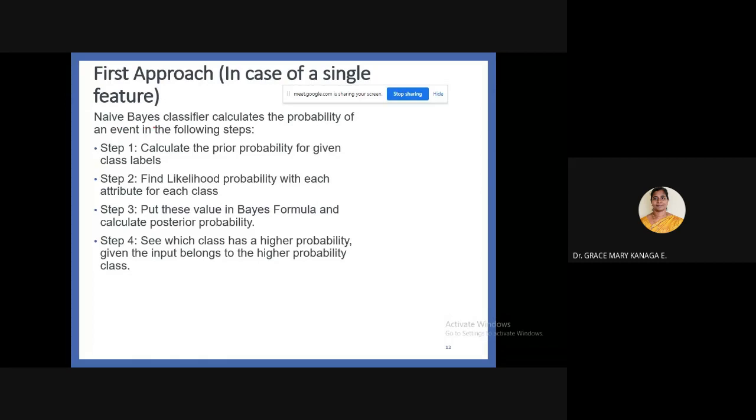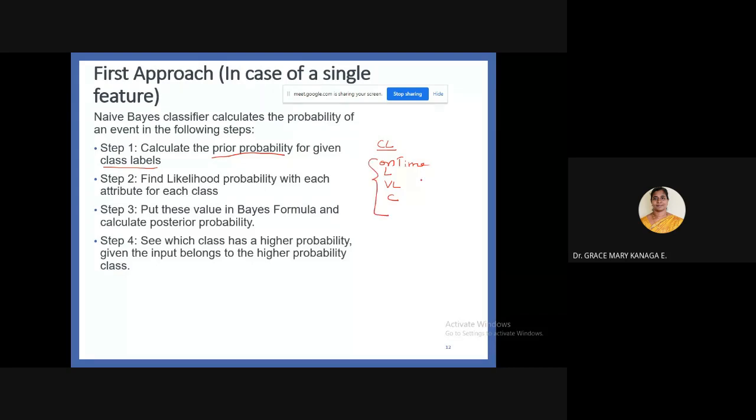Naive Bayes classifier calculates the probability of an event in the following steps. The first thing it does is calculate the prior probability for a given class label. In our example, we have 4 class labels. What are they? On time, late, very late, and cancelled.